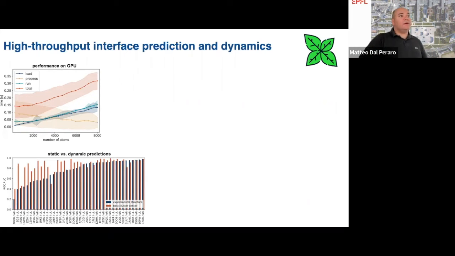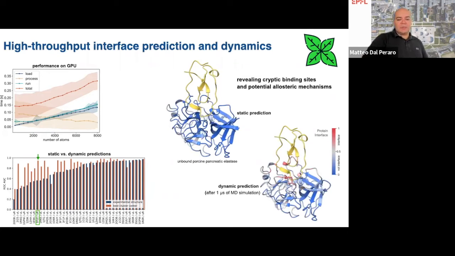We took 20 static initial proteins from the validation set. These are the blue bars. For each of them, we ran a long molecular dynamics simulation, in the order of 1 microsecond. As you can see here, for most of them, at least the ones for which the prediction in the static case was not very good, the prediction in the dynamic, enlarged conformational ensemble is much better. Okay, there is an improvement. This means that with this method we can also discover, for unbound protein states, some pockets that are potential interacting surfaces but are not so evident from the static conformation.